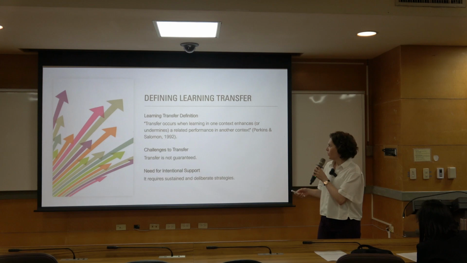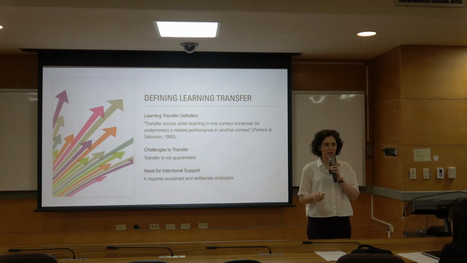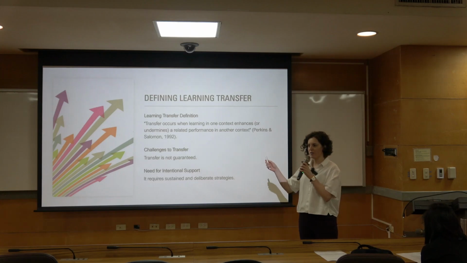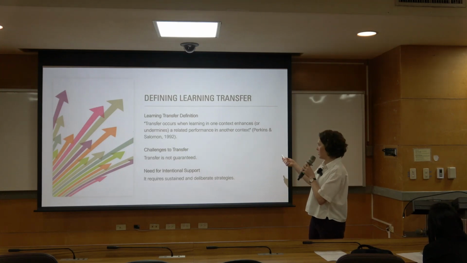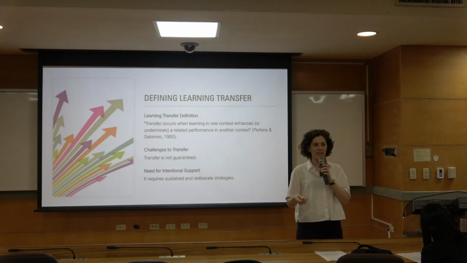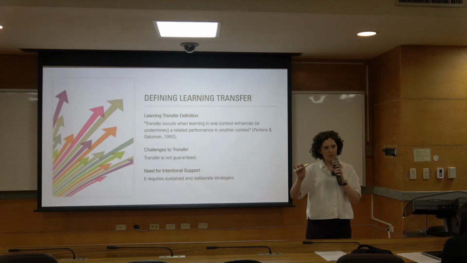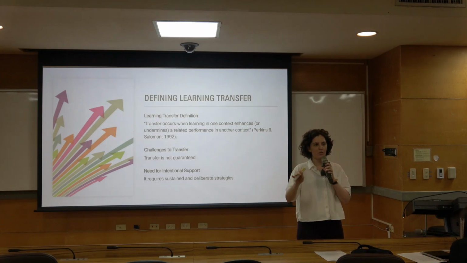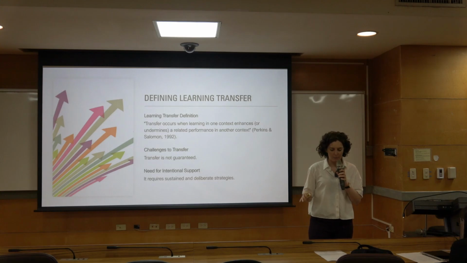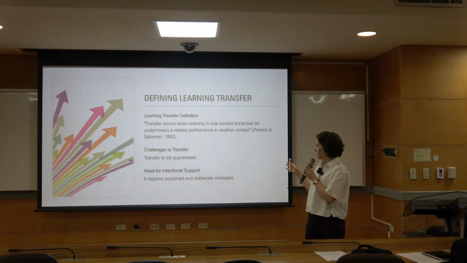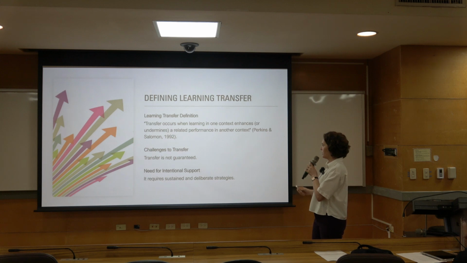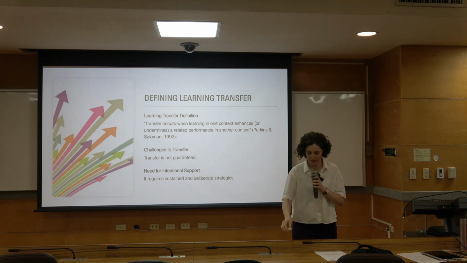Okay, so learning transfer can be defined in a few different ways according to the researchers, and I have chosen Perkins and Solomon, 1992, because this is kind of the seminal work. All of the references that I have in the presentation are the seminal works. That's why they're older, but all of the research is built off of these. So according to Perkins and Solomon, transfer occurs when learning in one context enhances or undermines a related performance in another context.